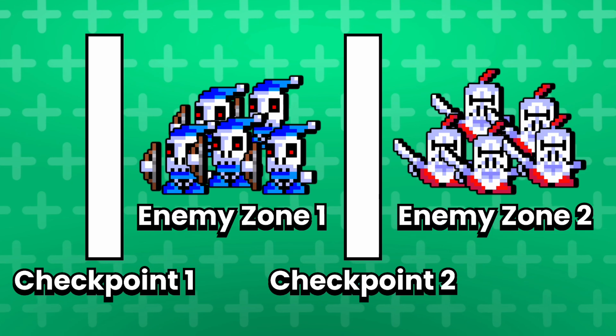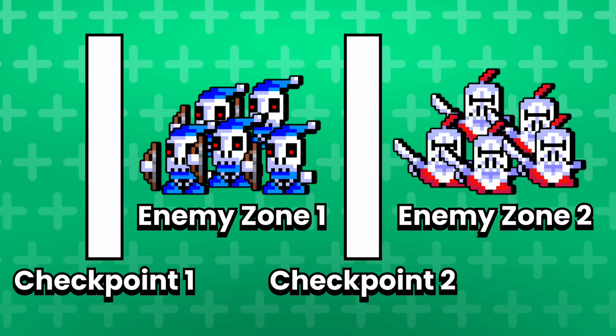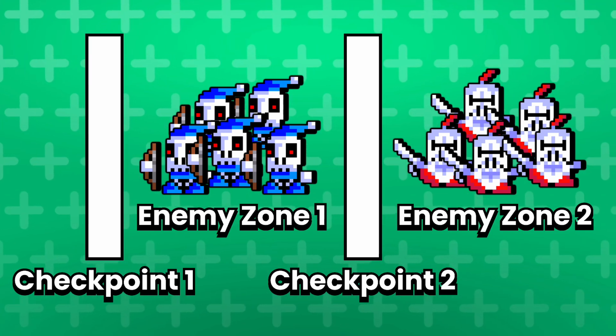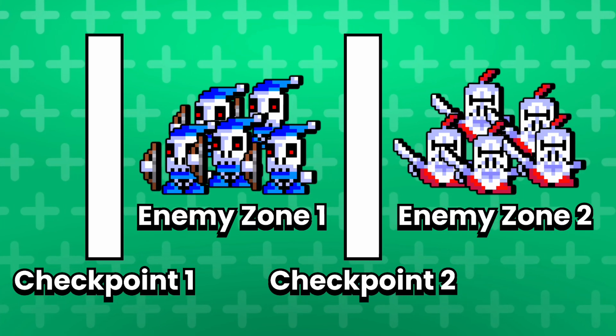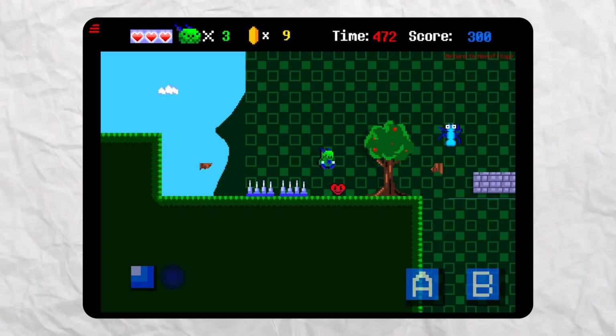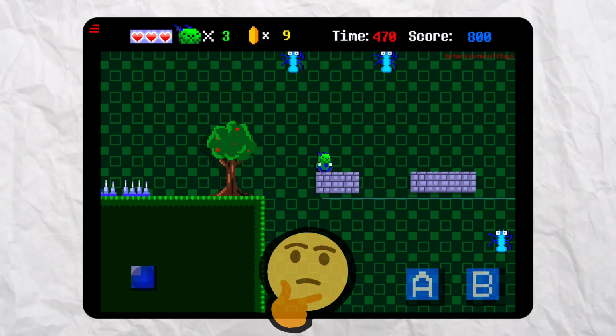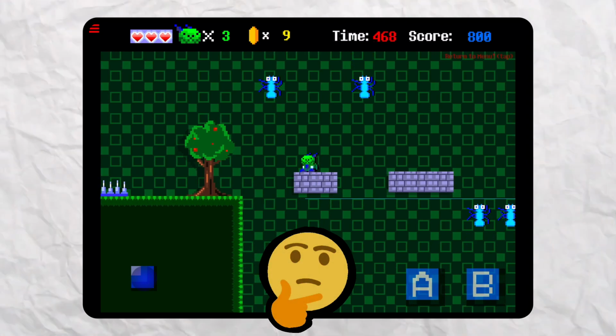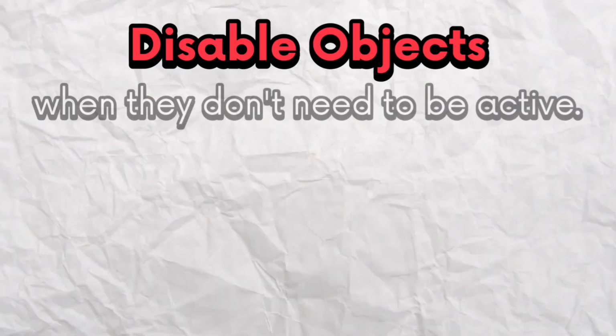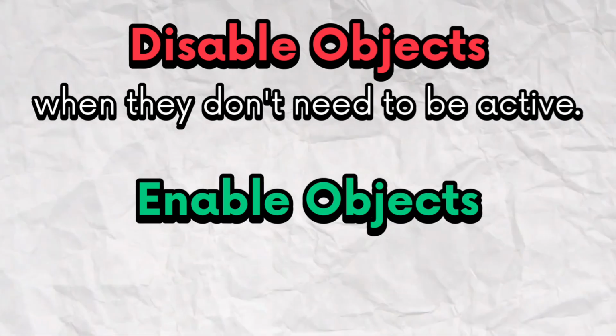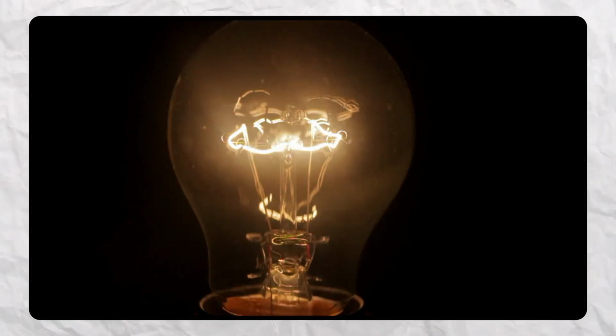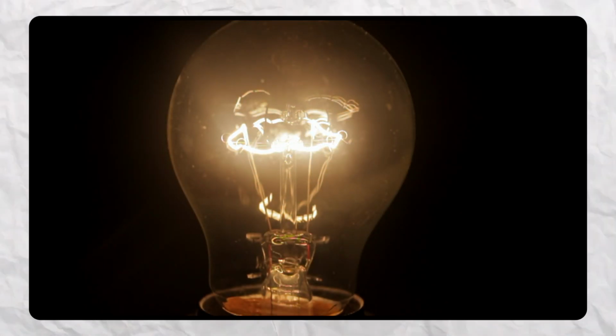Now, this is just a very simple way of activating objects when you get close to them. There are many ways you can achieve this, but this is just the gist of it. Your project might be completely different, but if there's one thing you can take away from this part, disable objects when you don't need them to be active, and enable them when they need to be active. Kinda like turning off the lights when leaving the room, and turning them back on when you come back.